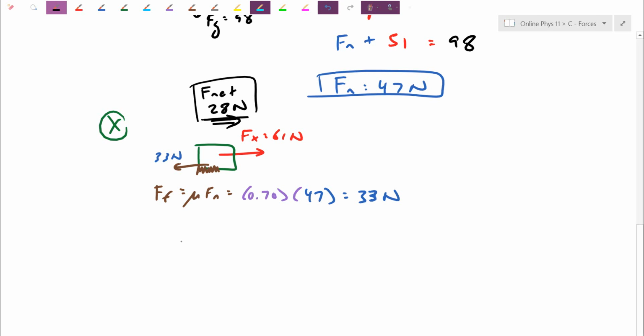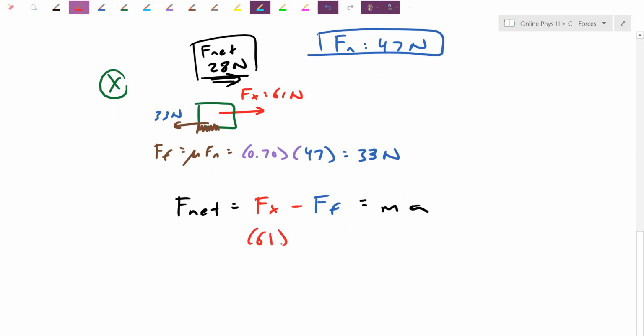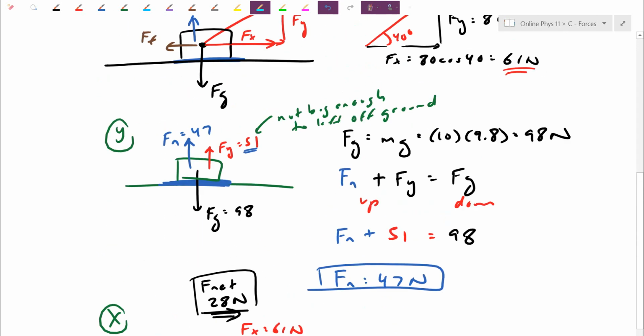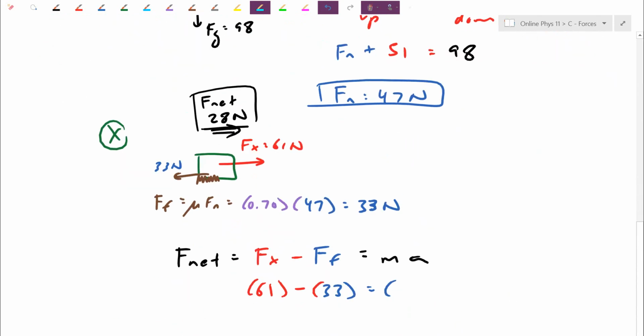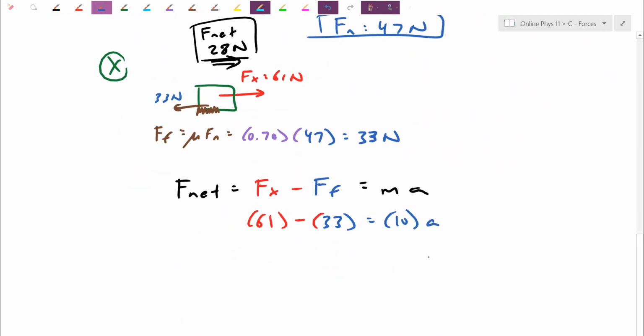If you want to show this in formulas, you go F net, right? It's the leftover of the tug-of-war. This time it's a tug-of-war between the horizontal part of the applied force minus the friction. I can go Fx minus friction. I usually go bigger minus smaller, just so that we can keep positive. And then we knew from Newton's second law, F net is equal to m times a. Now I had already done this with this tug-of-war analogy here. We have 61, minusing off the friction going against you, maxing out at 33. The total mass of this object, I believe, was 10 kilograms.